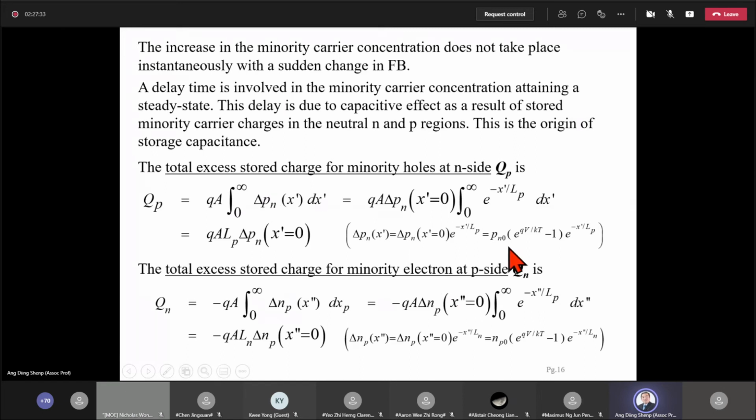Now you recall the delta Pn of x prime can be expressed like this. This is a result of solving the continuity equation, if you remember. Then the delta Pn can be related to the voltage applied across the PN junction by this factor here. So you can put this expression inside this integral, noting that the only x dependent term is this exponential term here. The rest are constant terms, which you can pull out of the integral sign.